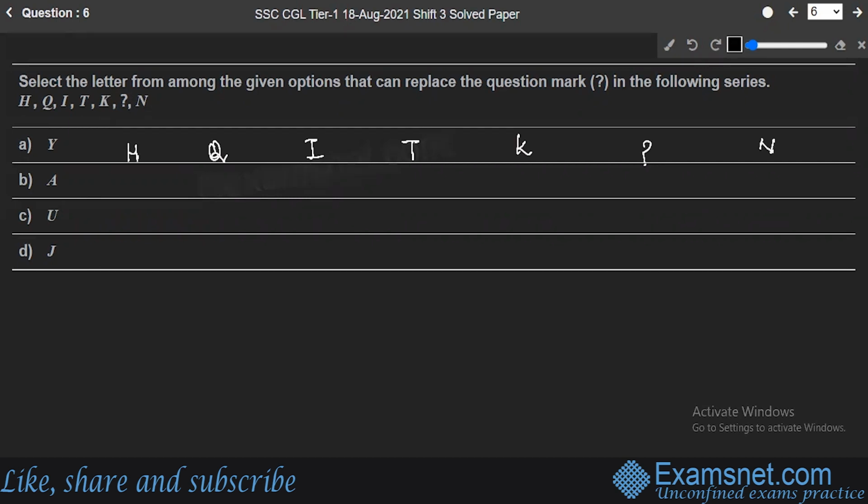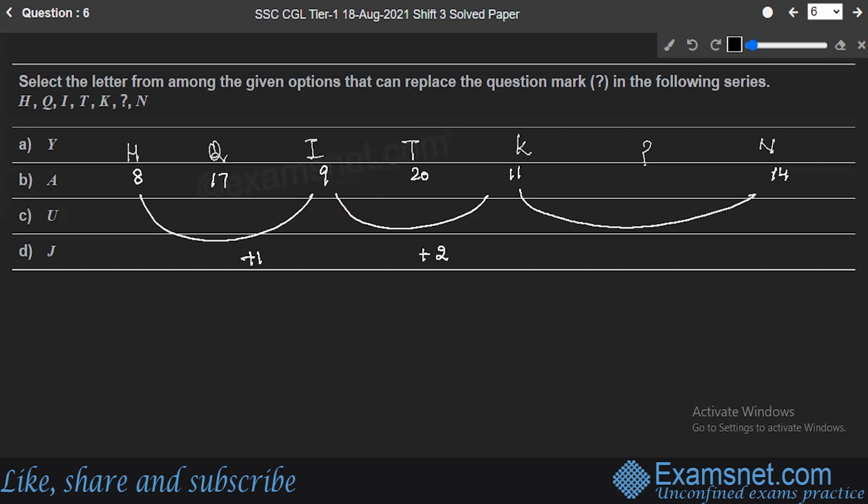Let's write down the place value of all these alphabets. H is at 8, Q is at 17, I is at 9, T 20, K 11, question mark I don't know, N is at 14. See, now if I'm looking at this one, from 8 to 9, I'm adding a 1. From 9 to 11, I'm adding a 2, right? So from 11 to 14, I'm adding a 3.